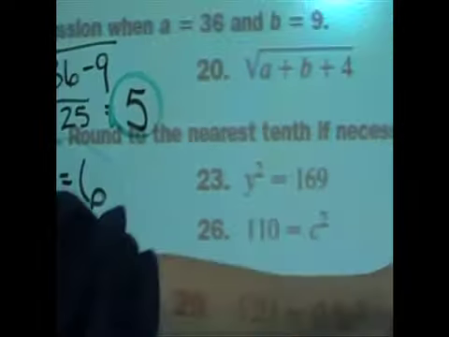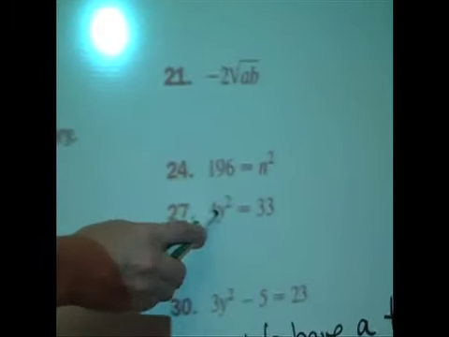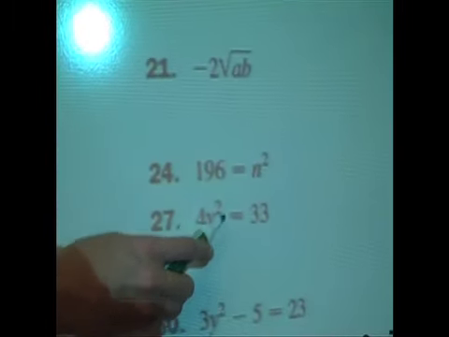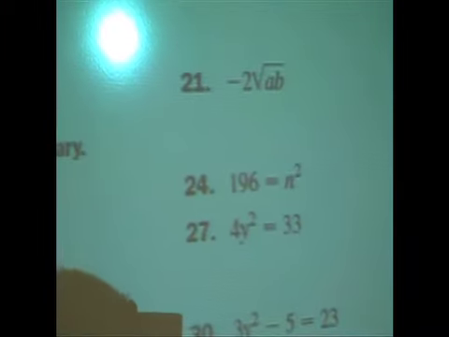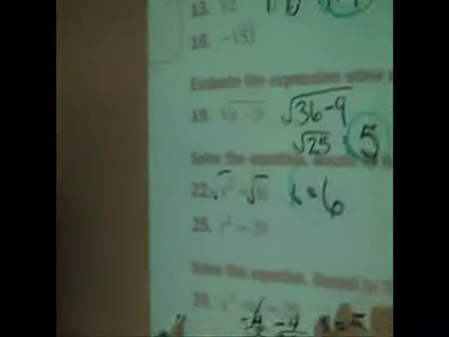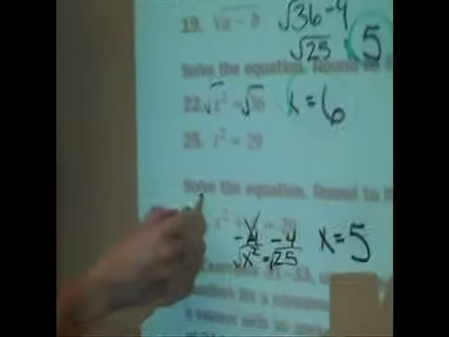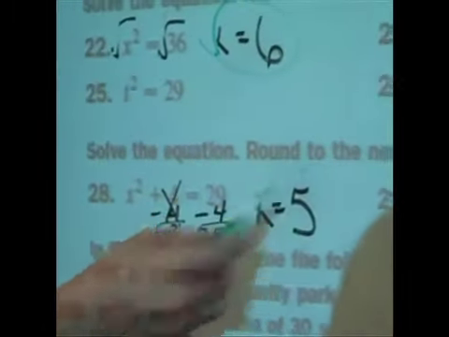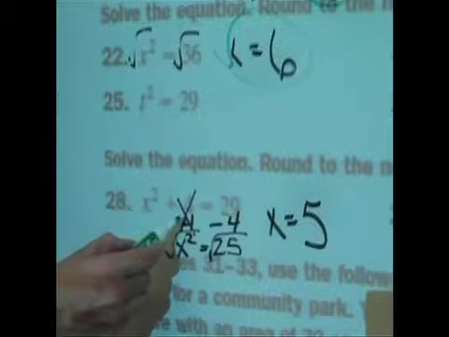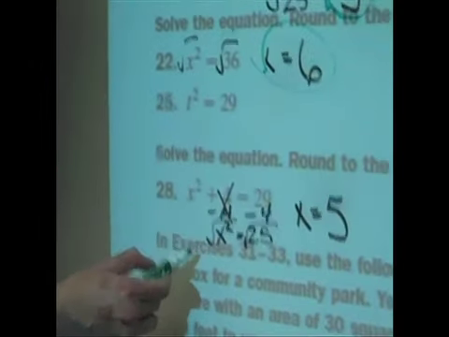When you get to 27, make sure you divide first by 4 and then do the square root of the answer you get. Now for problems 28, 29, and 30. Solve the equation and round to the nearest hundredth if necessary. What you're doing is just like your two-step equations.